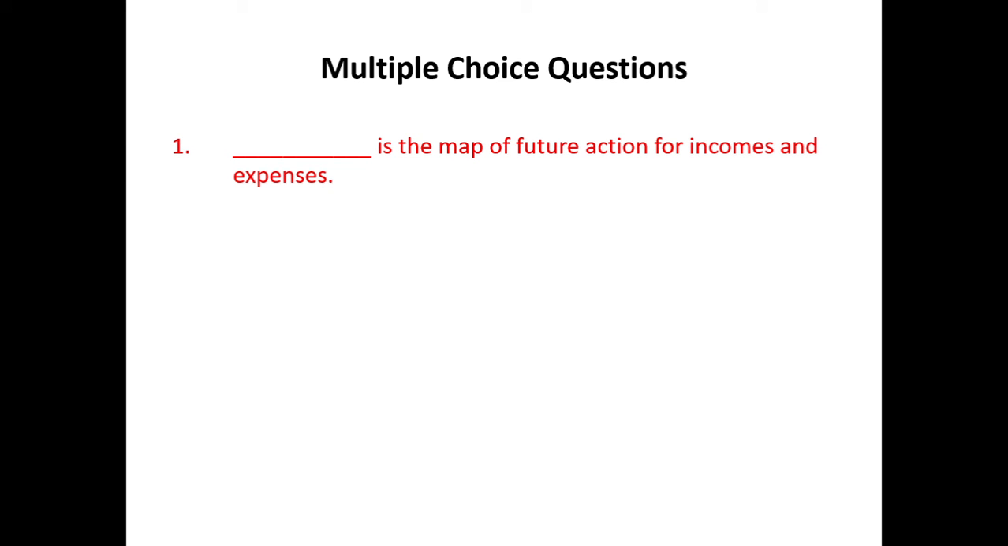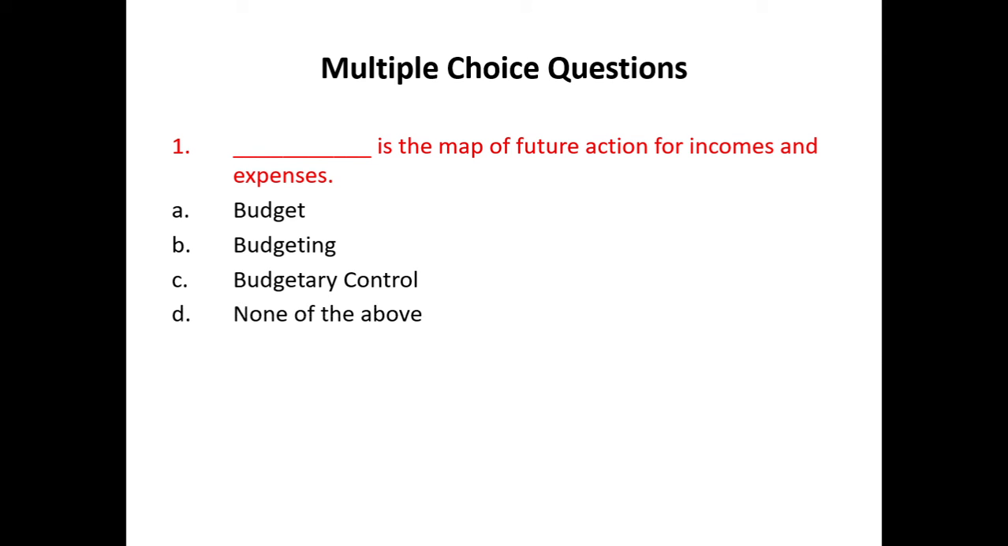Next, multiple choice questions. The first question: dash is the map of future action for incomes and expenses. The options are budget, budgeting, budgetary control, none of the above. The right answer is budget. Budget is the map of future action for incomes and expenses.